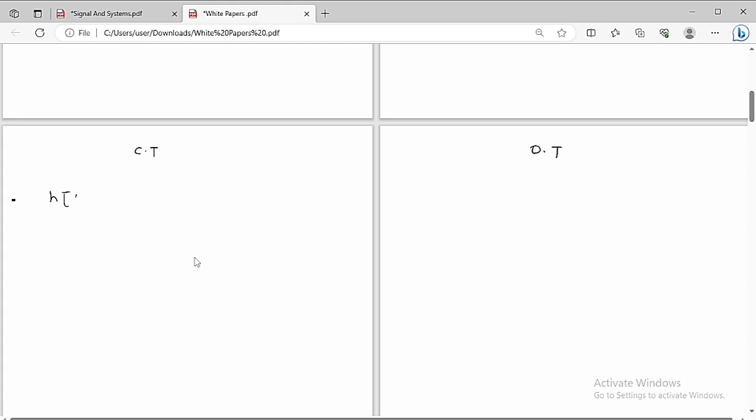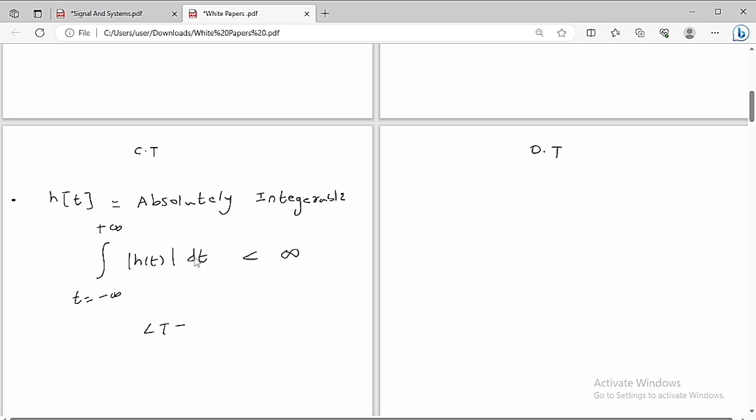Suppose h of t is absolutely integrable. What is the meaning of this? Absolutely integrable means the integration from t equals minus infinity to plus infinity of mod of h of t dt is less than infinity, that is, a finite value. So therefore we can say the LTI system is a stable system, and the continuous time Fourier transform of h of t is going to be defined.